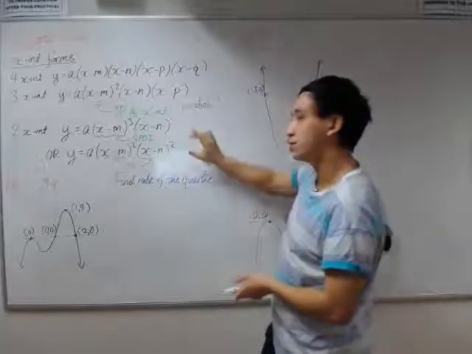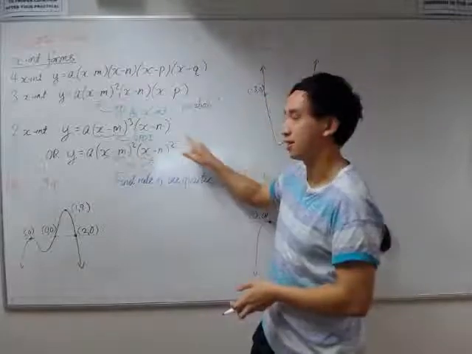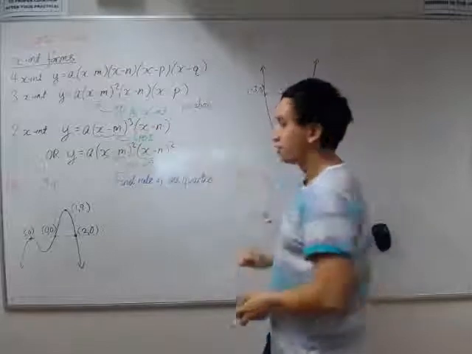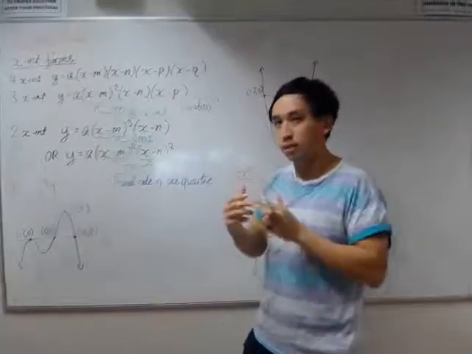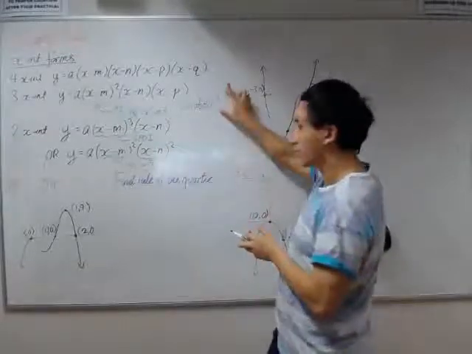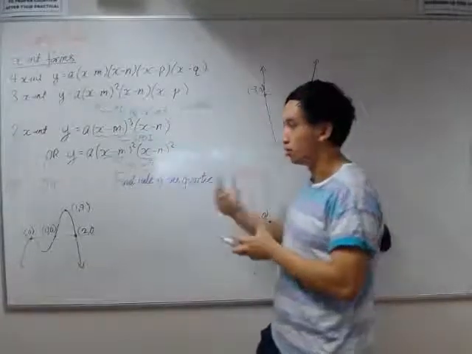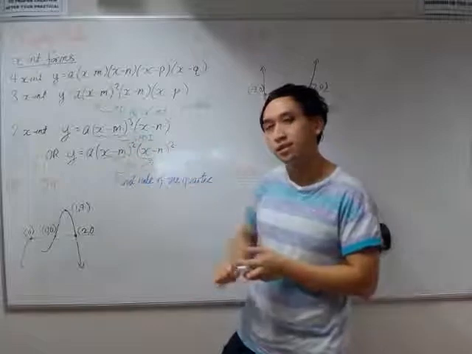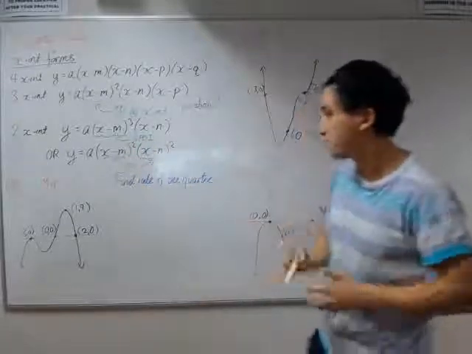Now, you can also have 2 x-intercepts if both your brackets are to the power of 2. So if they are both to the power of 2, this means that they both have the parabolic kind of x-intercept, or in other words, they're going to have a turning point at that x-intercept.